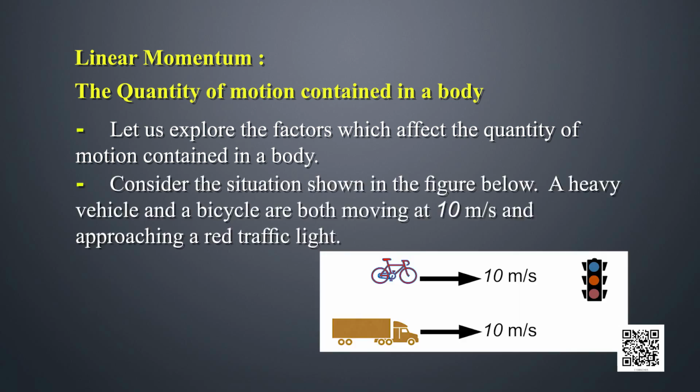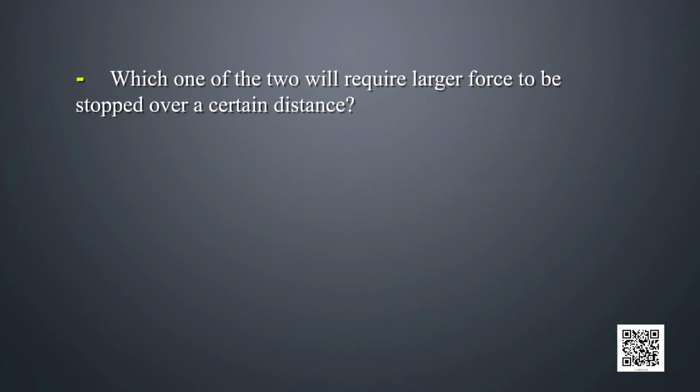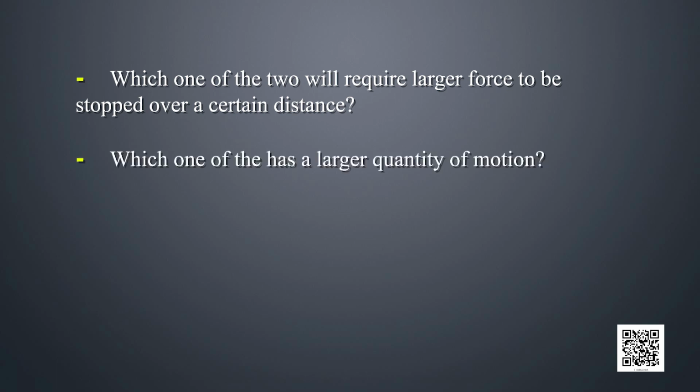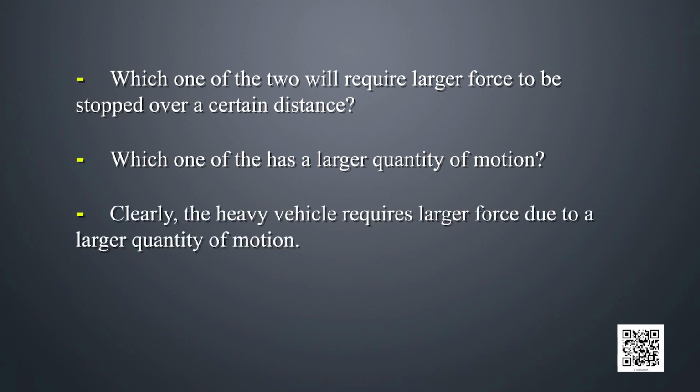Consider the situation shown in the figure below. A heavy vehicle and a bicycle are both moving at a speed of 10 meter per second and they are approaching a red traffic light. Which one of the two, the heavy vehicle or the bicycle, will require larger force to come to rest over the same distance? Which one of the two has larger quantity of motion in it? Obviously, the heavier object, that is the object with larger mass, requires a larger force to come to rest. The conclusion is: larger the mass, more is the quantity of motion contained in the body.